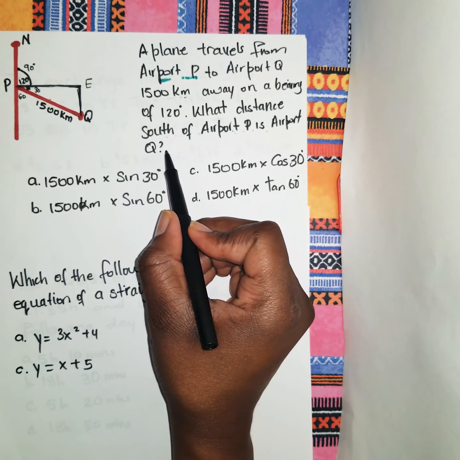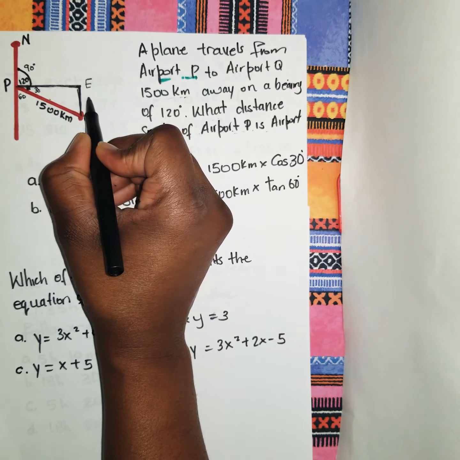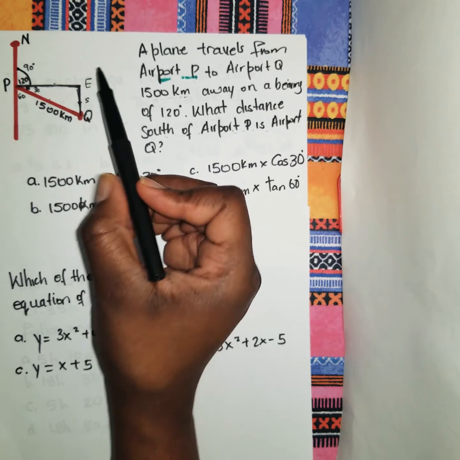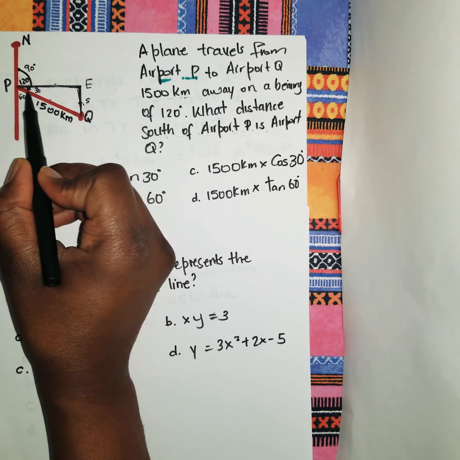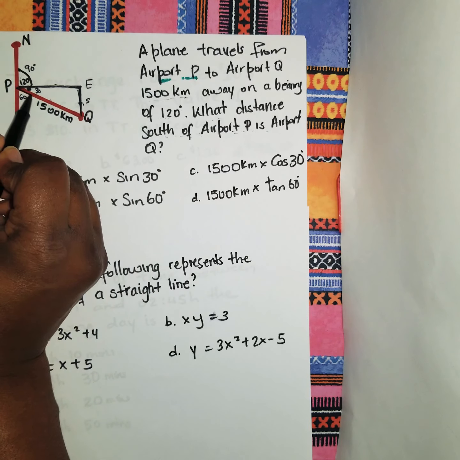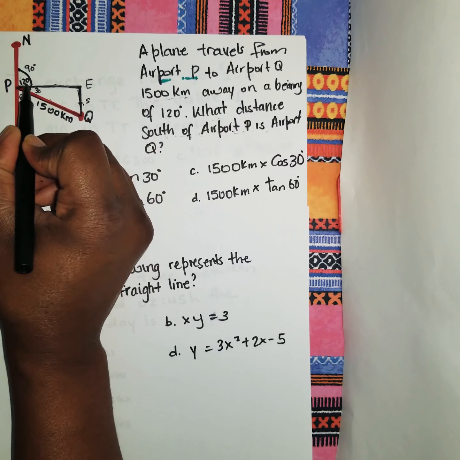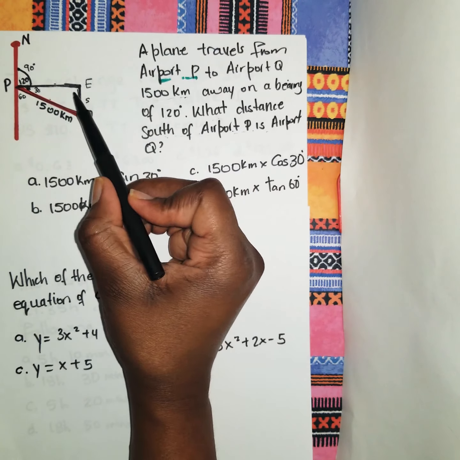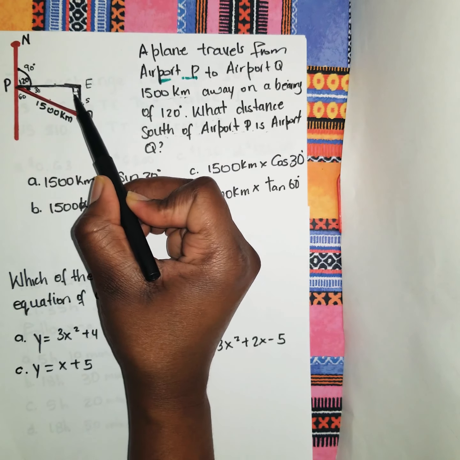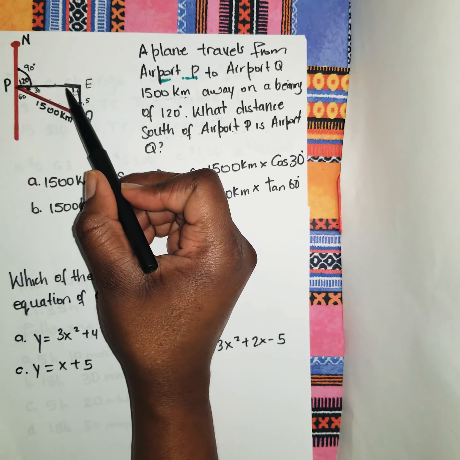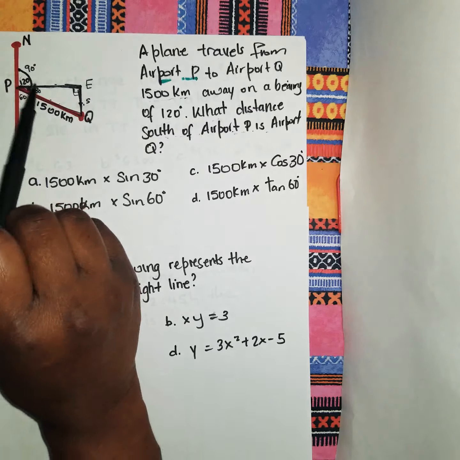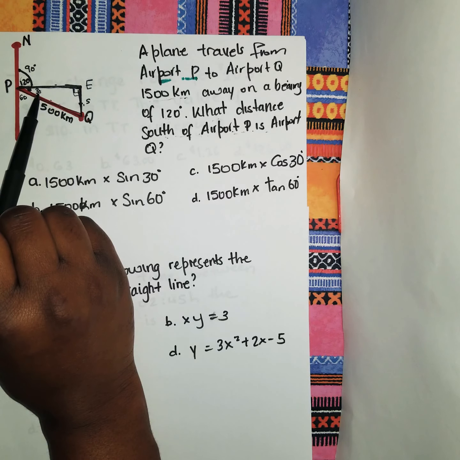So we need to find the south movement, and this represents the south. Downwards represents south, and that will be the east. So the south, guys, we're going to be using this triangle right here. This triangle right here, we're going to be focusing on. So it's a right angle triangle, so we know that Pythagoras theorem can be applied and the trig ratios can be used. Alright, so this 30 degrees, the observed angle.